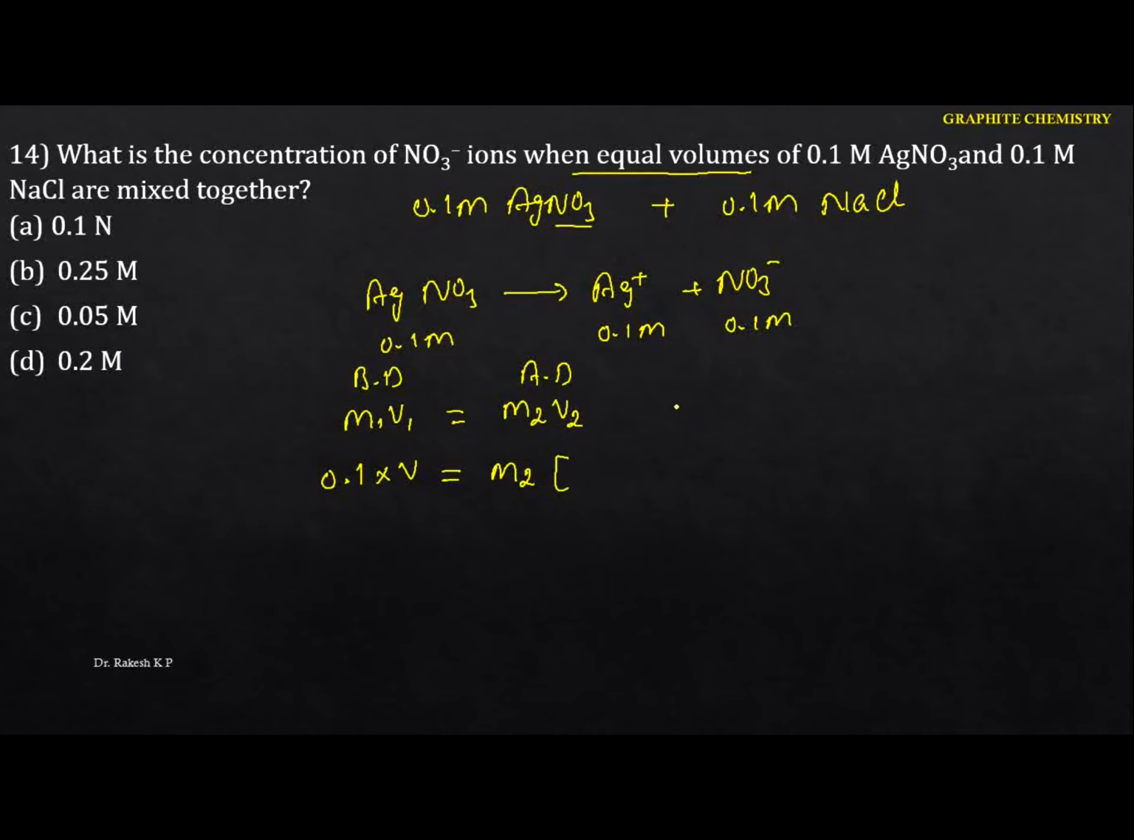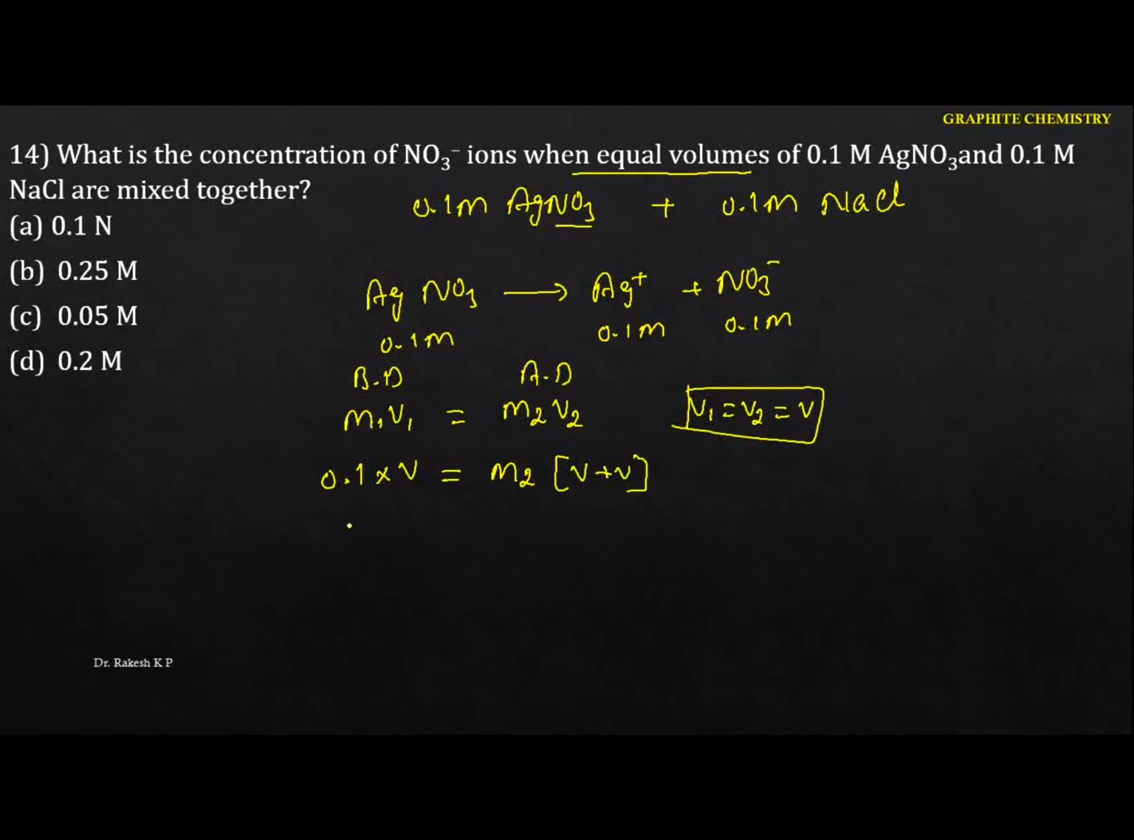That means here you just identify that V2 will be the volume after dilution. That means we have V1, which is equal to V2, which is equal to V, because we have equal volumes. So I can write V2 as nothing but V plus V.